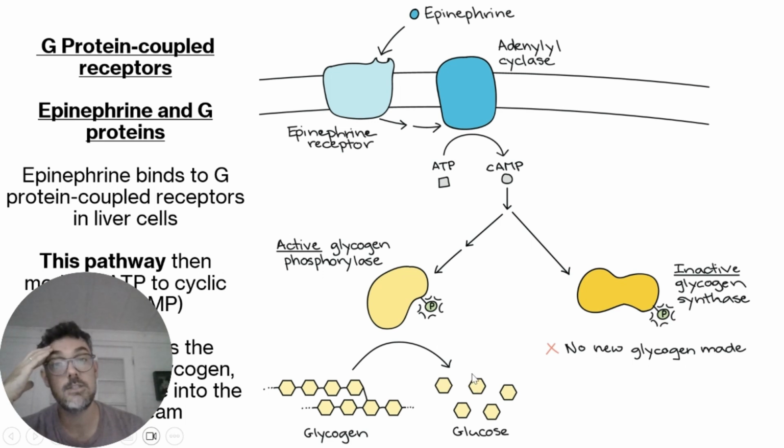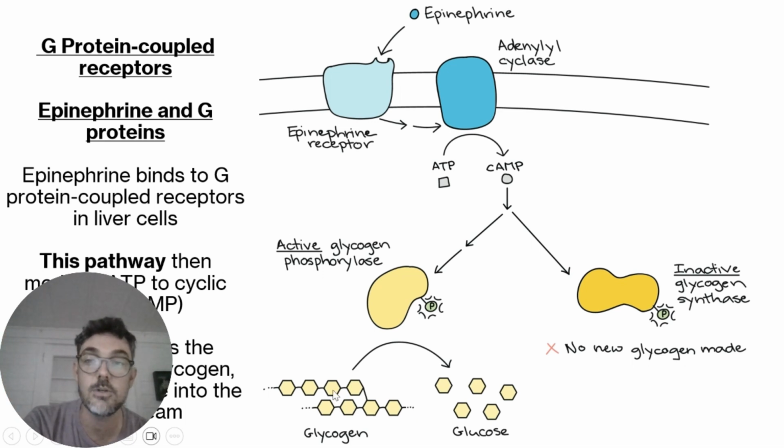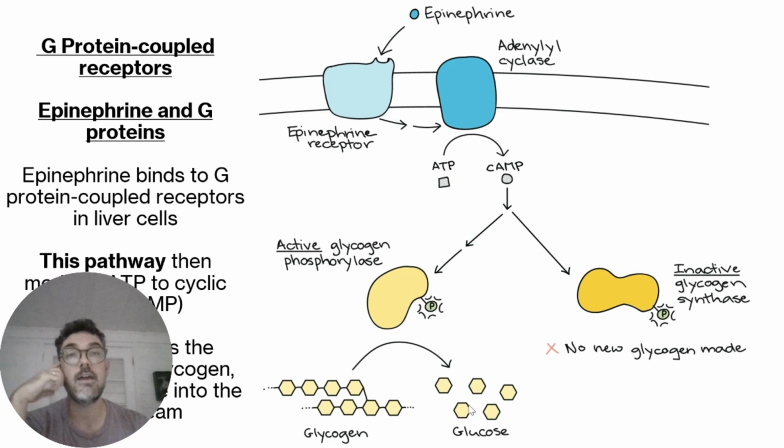So what does your body do? It takes all of your sugar stores. You have glycogen stored, in this case in the liver, and that glycogen needs to be broken down into glucose so you have energy to fight or flee. So how does it work? Epinephrine binds to a receptor. It's a G protein coupled receptor, and it's in the liver cell. Epinephrine binds to that receptor.